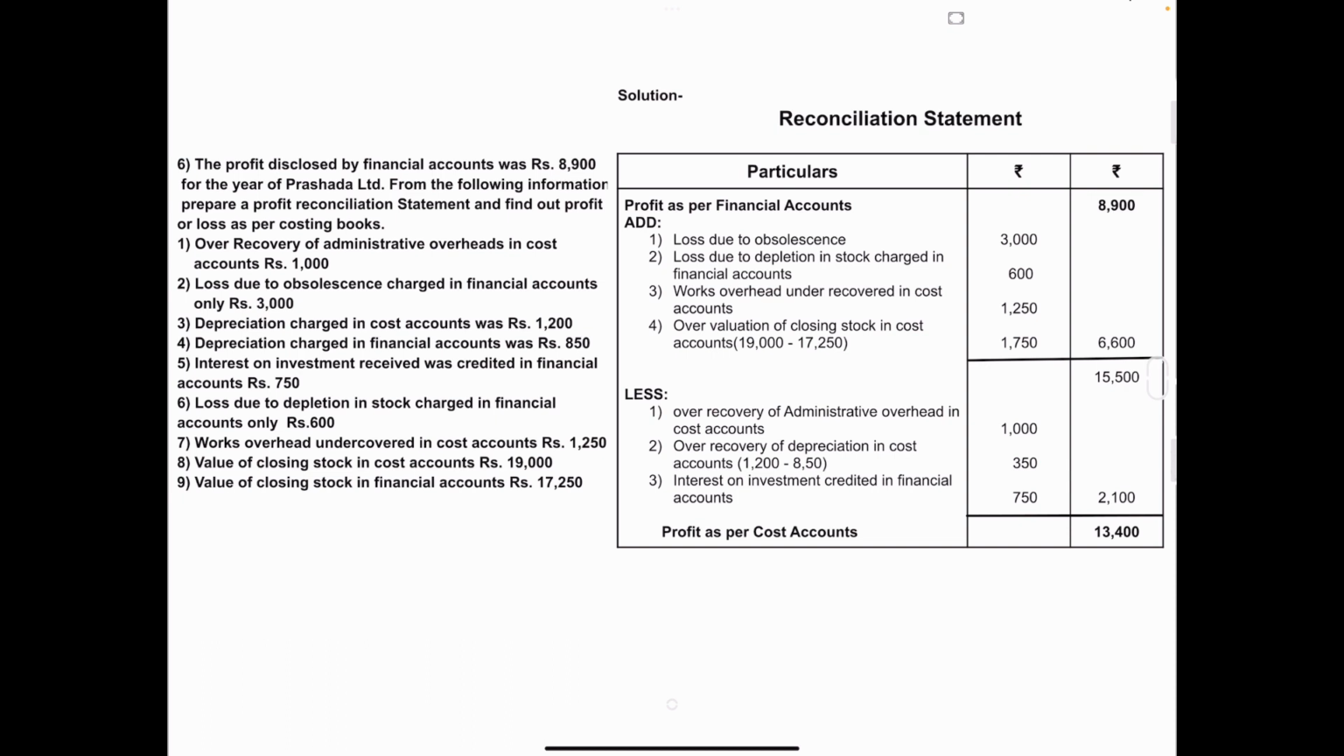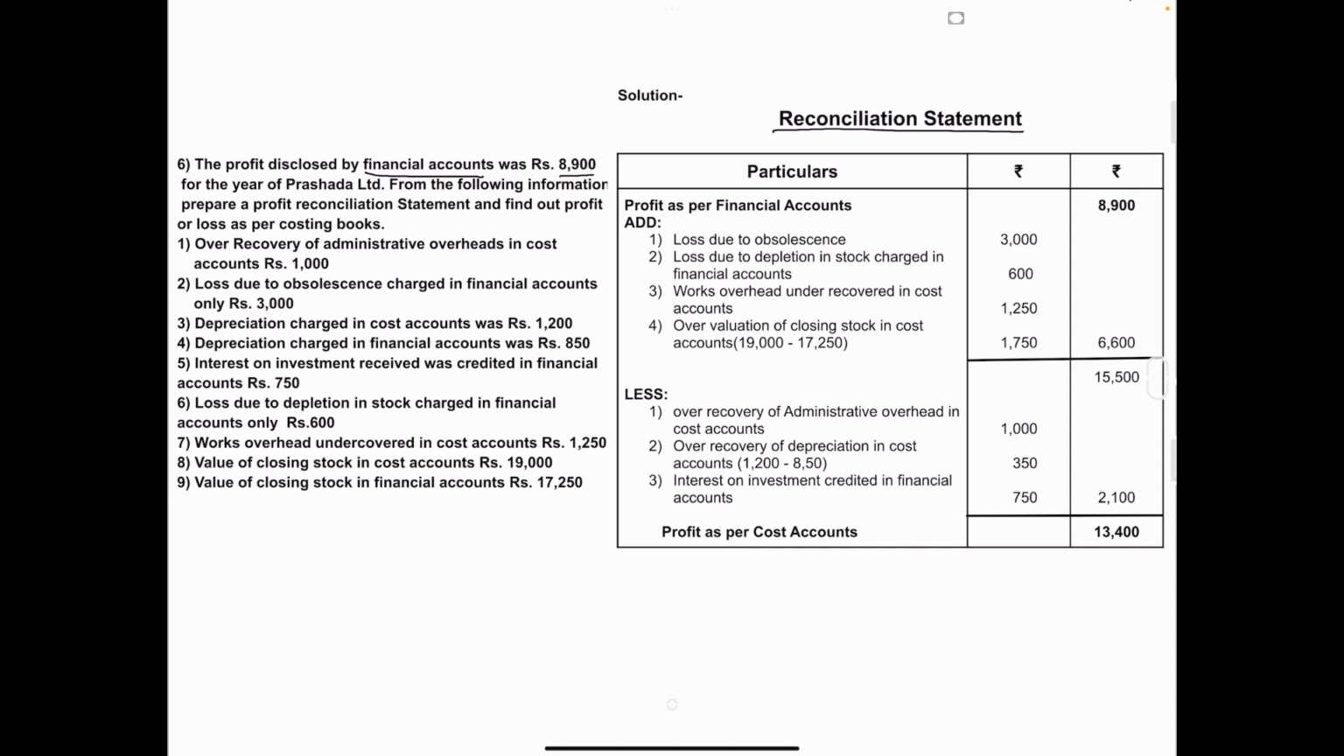This is the sixth problem on reconciliation of cost and financial accounts. The profit disclosed by financial account was rupees 8,900. From the following information, prepare a reconciliation statement to find out the profit or loss as per costing books. So in this problem they have given profit as per financial accounts, that is 8,900, and we have to find out the profit or loss as per cost records. So we'll start the solution.